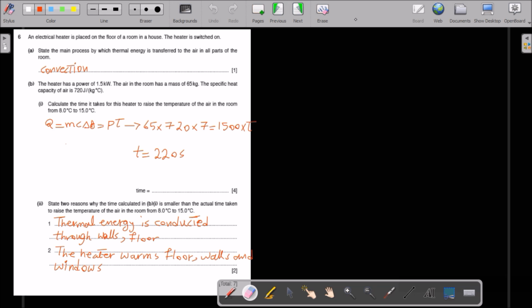State two reasons why the time calculated in B is smaller than the actual time taken to raise the temperature of the air in the room from 8 to 15. So one reason can be thermal energy is conducted through walls or floor. And the second reason, you can say that the heater warms floor, walls, and windows. That's why whatever you get in part B, first part, will be different.